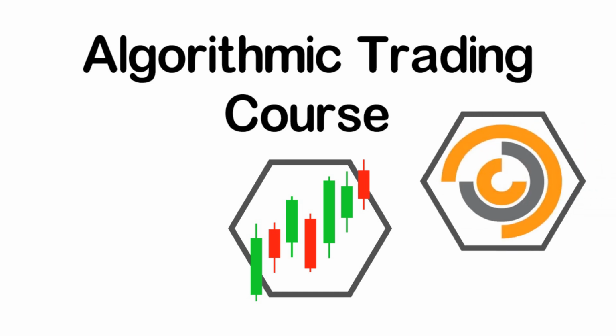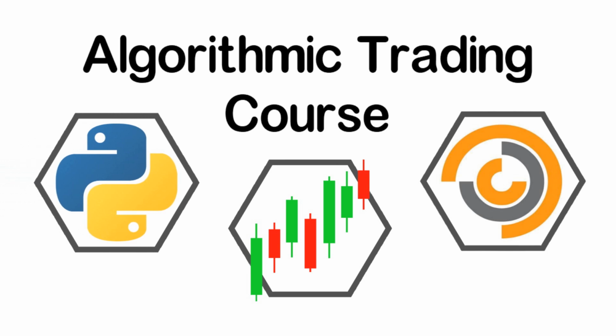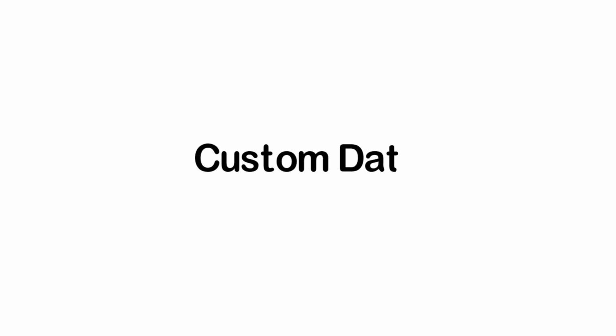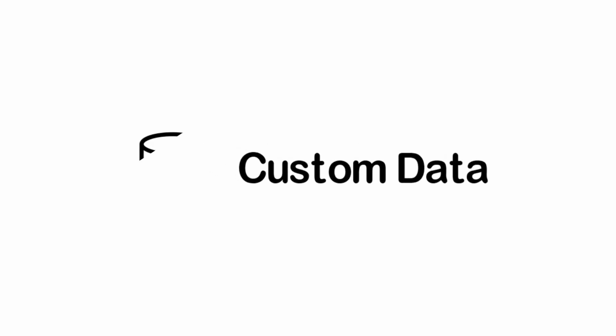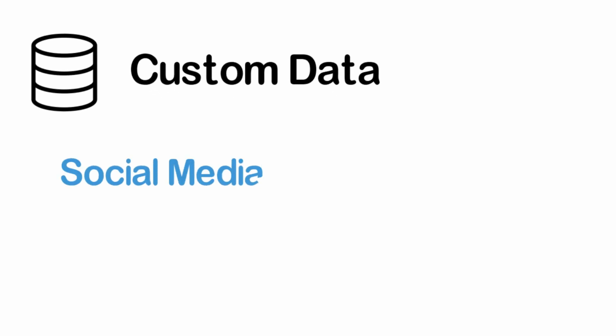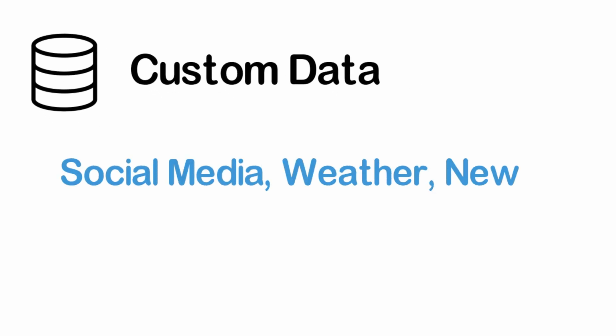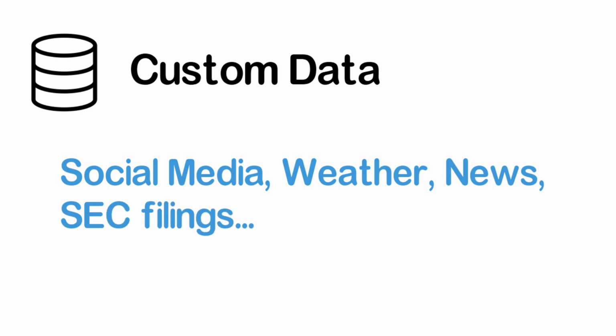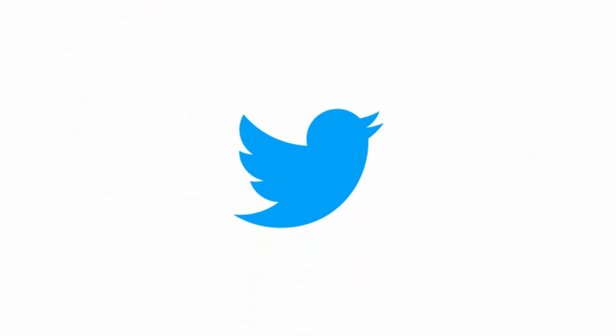In this video we will cover how you can add custom data to QuantConnect and use it for the decision making of your algorithms. The ability to add custom data is very powerful since it opens so many doors. You could, for instance, add social media data, weather data, SEC filings, news data, or whatever data you can find. Even though QuantConnect already offers a huge variety of different data, adding your own data gives you even more possibilities.